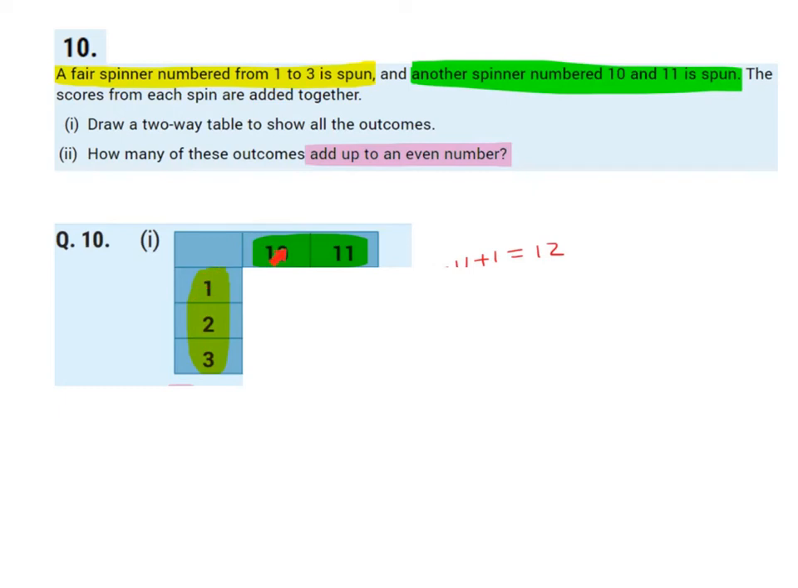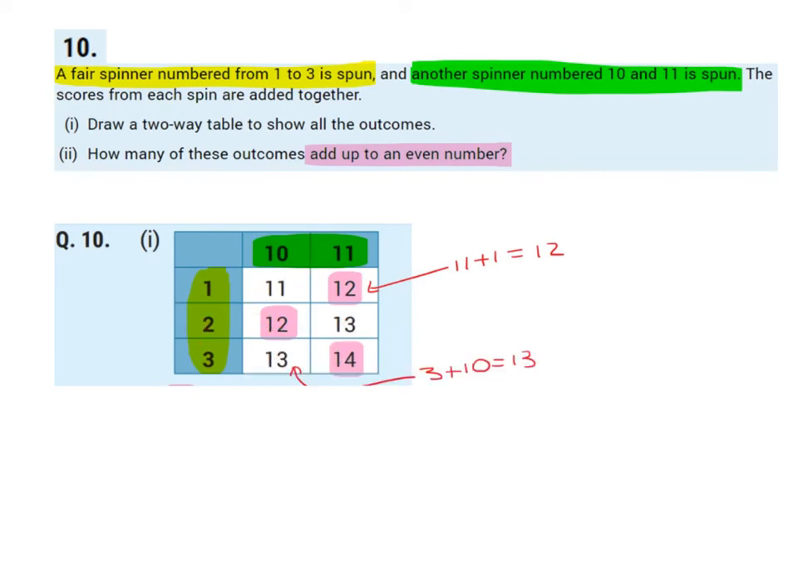So 1 plus 10 makes 11 and 1 plus 11 makes 12. Now for my next row, 2 plus 10 makes 12 and 2 plus 11 makes 13. And for my last row, 3 plus 10 makes 13 and 3 plus 11 makes 14.